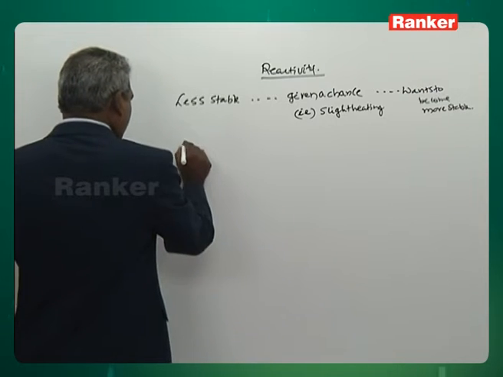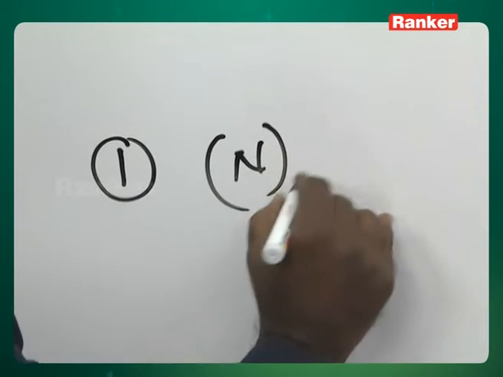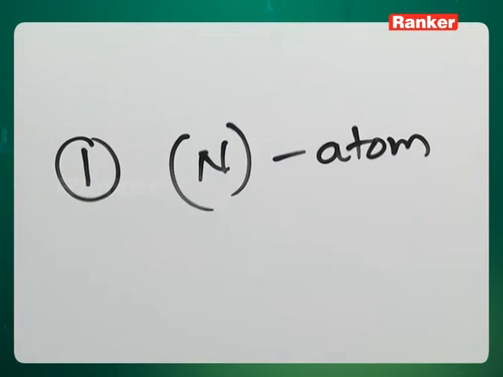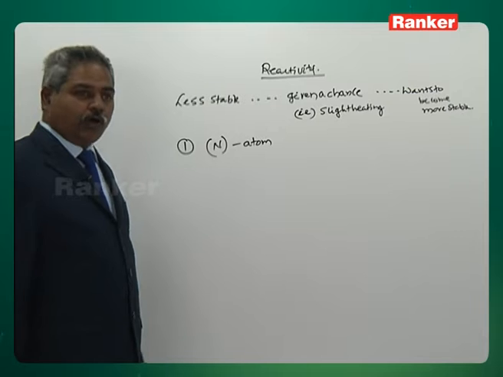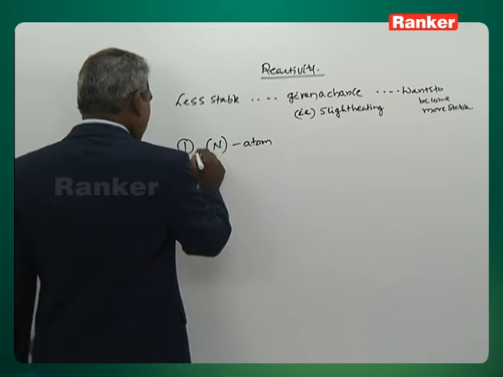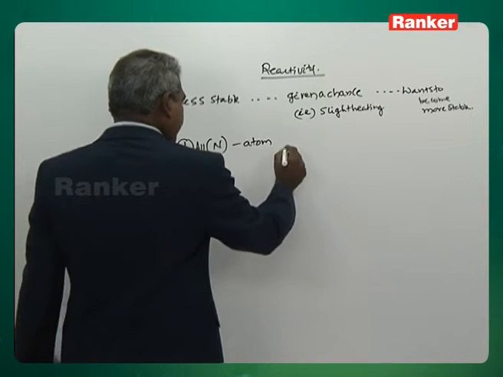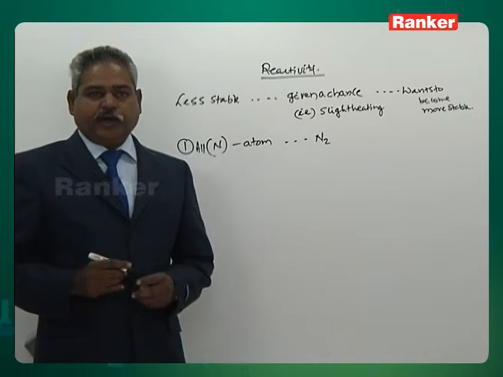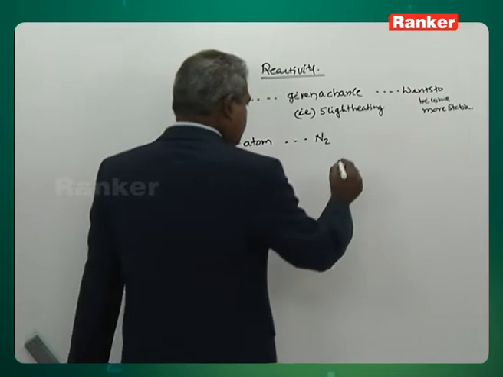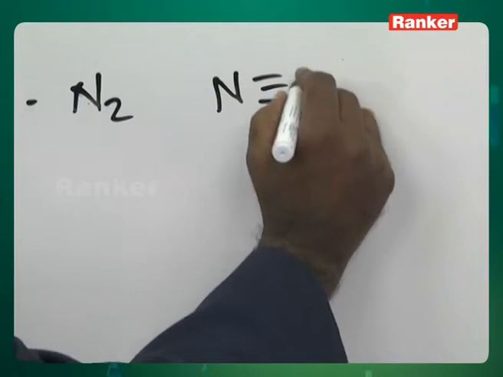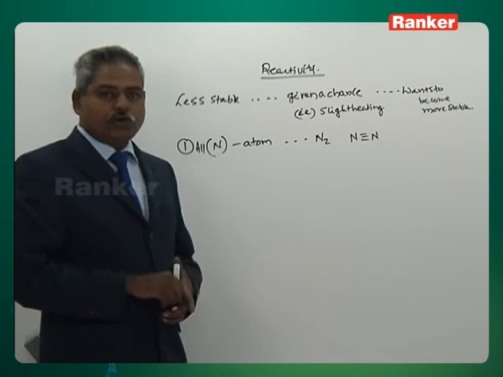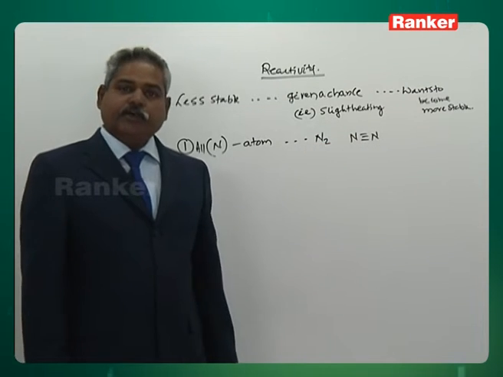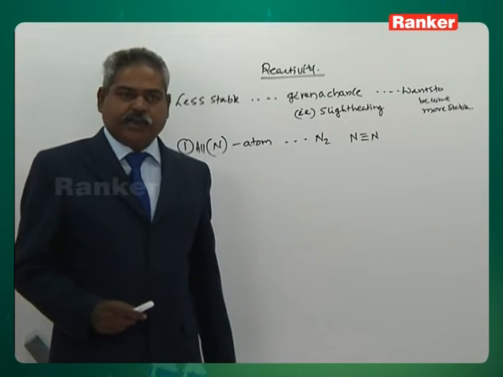First point, all nitrogen atoms. In fact, it would have been enough if I had simply written nitrogen in brackets, but my emphasis is on atom. All nitrogen atoms want to become N2, the nitrogen molecule. You might ask me why? Because the N2 molecule contains a triple bond and it's a very strong bond. The triple bond is very strong, and you can say nitrogen is almost an inert gas, it doesn't react.